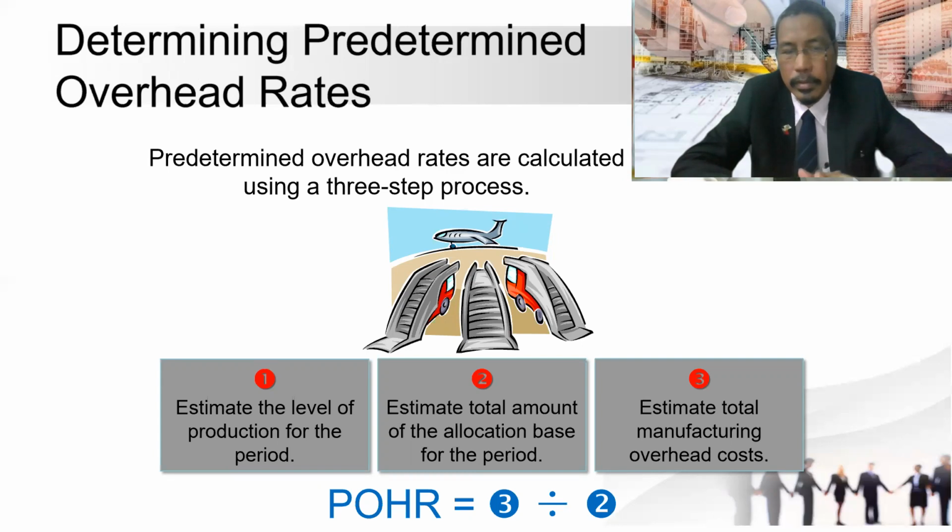So with the level of production, you can now estimate the total amount. And then number 3, estimate total manufacturing overhead cost. And therefore, due to the formula that we presented previously, the predetermined overhead rate is equal to step 3 divided by step 2.